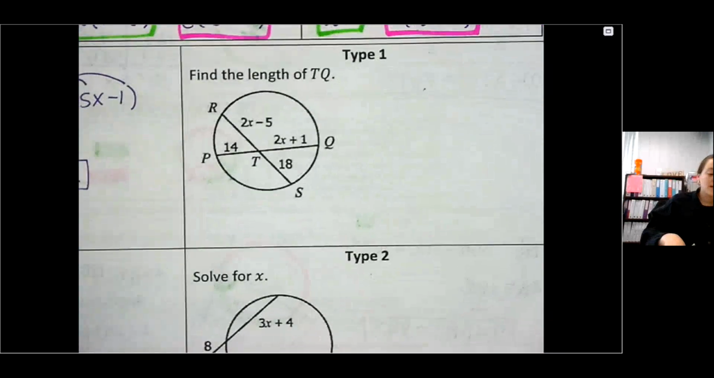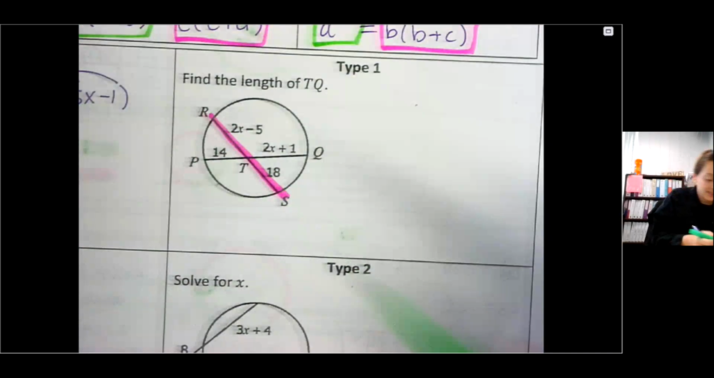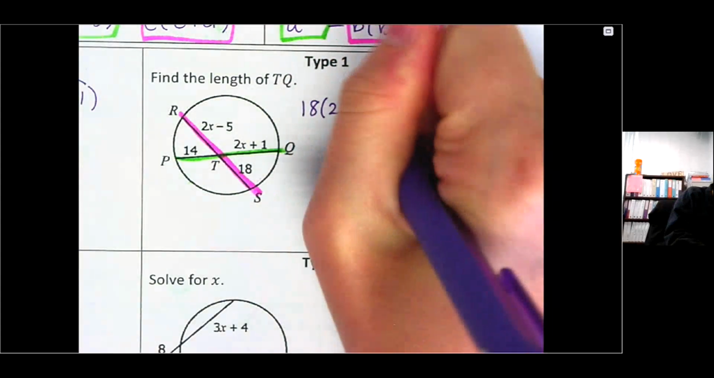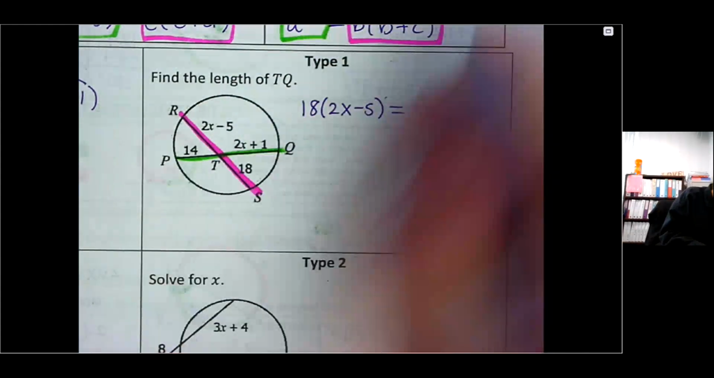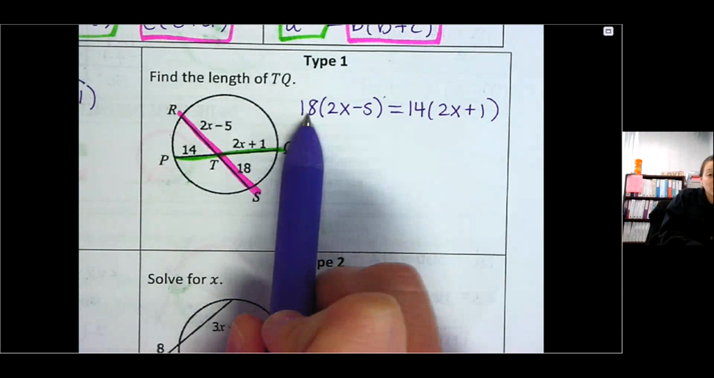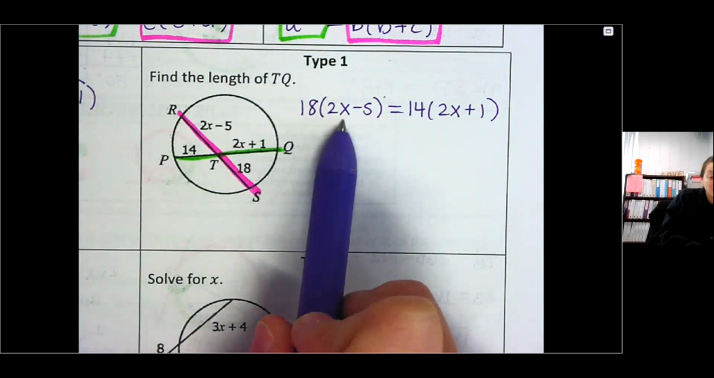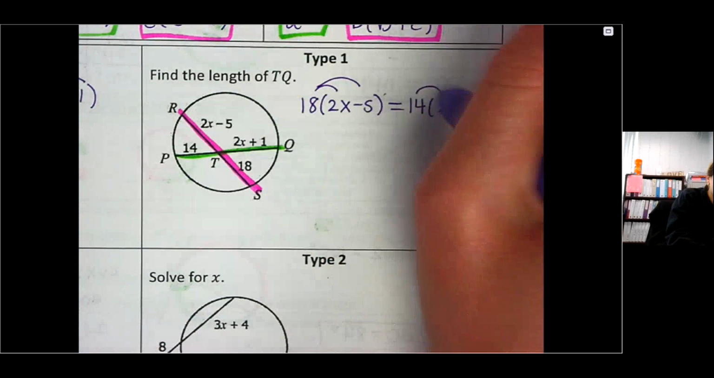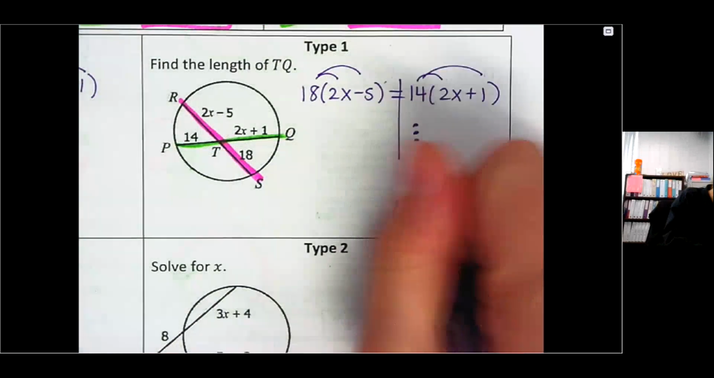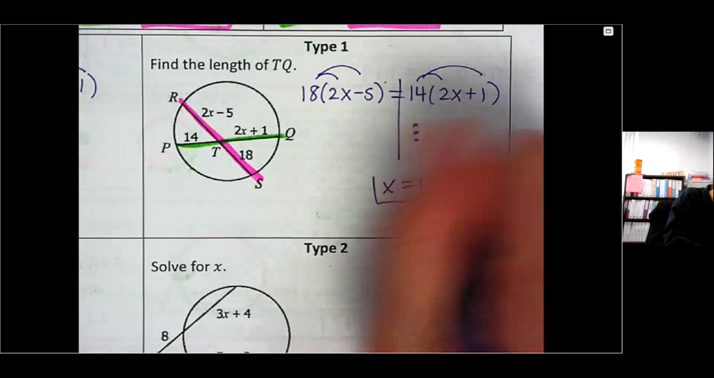The second type 1, again, same idea. And so I'm kind of rushing, sorry, because I'm down like 5 minutes before the bell rings here. So I take the two pieces in pink, multiply them together. So 18 times 2x minus 5 equals, and then I do the two pieces in green, 14 times 2x plus 1. I always suggest put the number by itself first and then put the one that's like the expression, because you're going to have to distribute to both of those problems. So the answer to this one is x equals 13. Again, I would definitely suggest going through and trying these problems, making sure you understand how to do them.